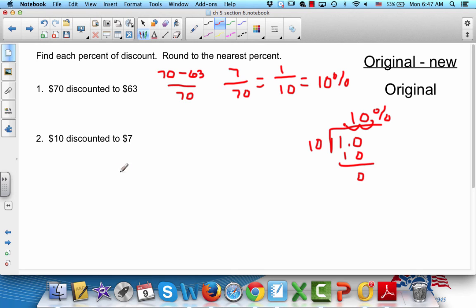All right, your turn. You do number 2 here, and pause the video and get back with me. All right, so we started out at $10. New price is 7, and our original price was 10. 10 minus 7 is 3, over 10, equals 3/10, which is 0.3. Do you know how to do that? Then you move the decimal 2 places to the right, and so that gives us a 30% discount.